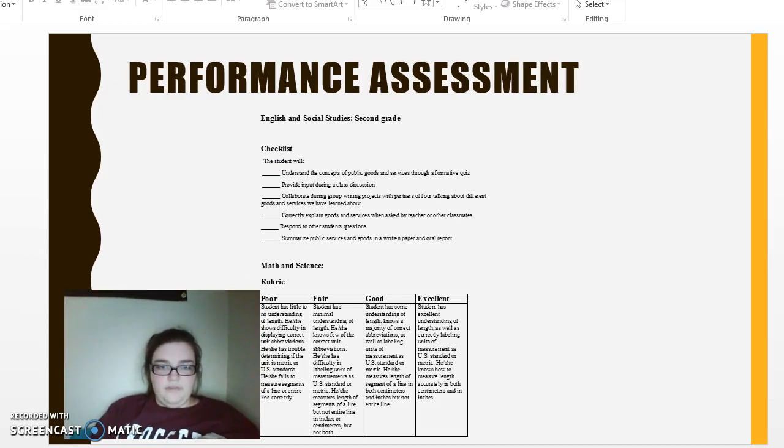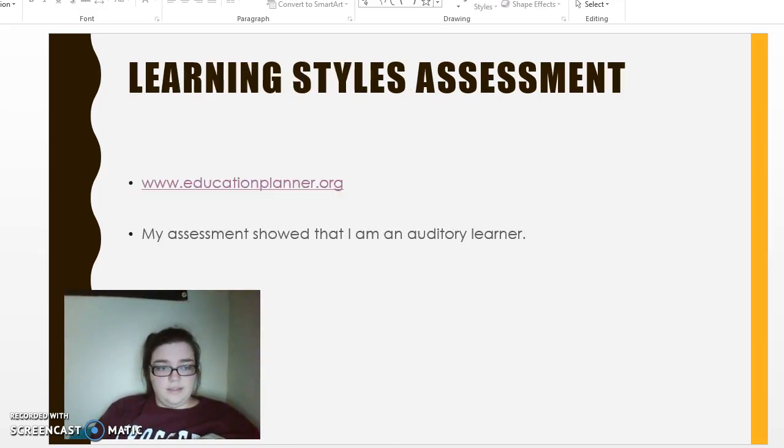And so I based those off of that, and then the rubric for the math was that students were able to demonstrate that they knew how to measure inches and that they also knew how to use a ruler to do that. And then my learning styles assessment, I actually have the link pulled up.